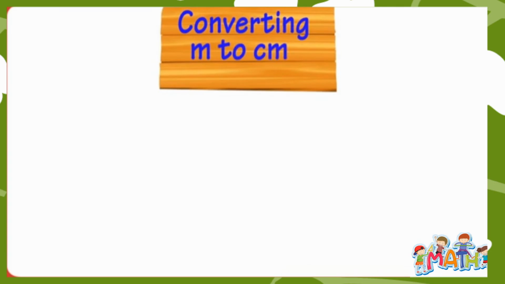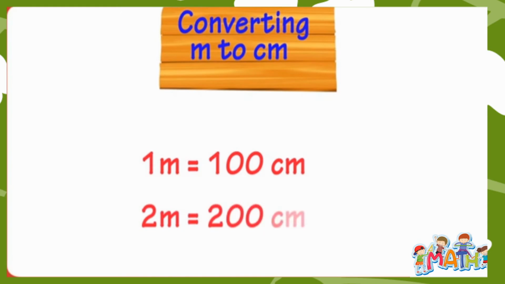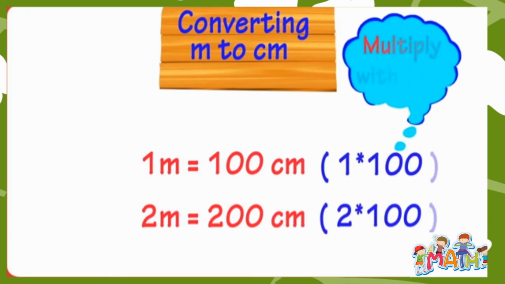Now let's learn converting meters to centimeters. Remember, in 1 meter there are 100 centimeters. So therefore, 2 meters is equal to 200 centimeters. If we want to convert meters to centimeters, we will multiply by 100.